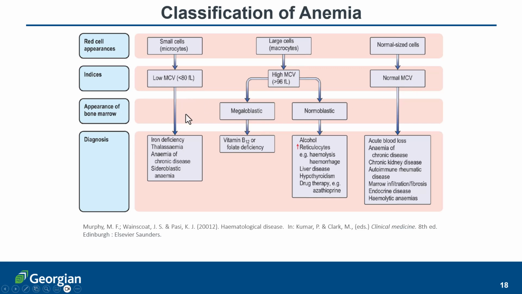Examples of microcytic anemia, in other words, having low MCV, would be iron deficiency anemia, thalassemia, anemia of chronic kidney disease, including anemia of chronic diseases in general, and we're not going to talk about sideroblastic anemia.